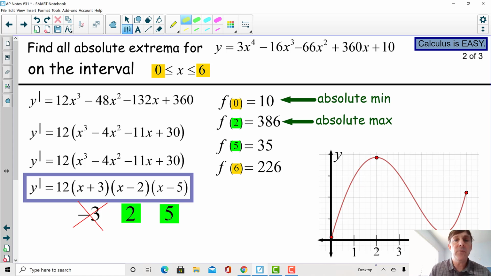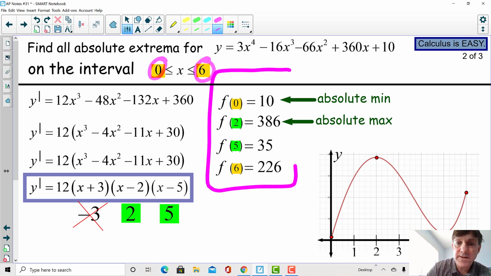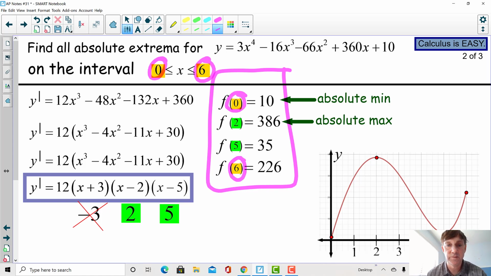Okay, let's do an example. We have our function. It's a quartic function. The degree is 4. And we're going to evaluate it on the interval from 0 to 6. So we already know our endpoints. Our endpoints are going to be 0 and 6. So here's our final answer right here. We plug in a 0 and a 6 because those are the endpoints.